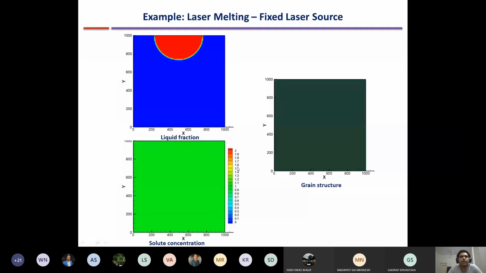Then another very important area, as I was saying, is additive manufacturing. What is the effect of laser? If you put a laser on top, how the melting occurs, and then if you remove that laser, how the solidification goes on. Because of the laser, there is melting, and once the laser gets removed, there is solidification and you get a grain structure like this.